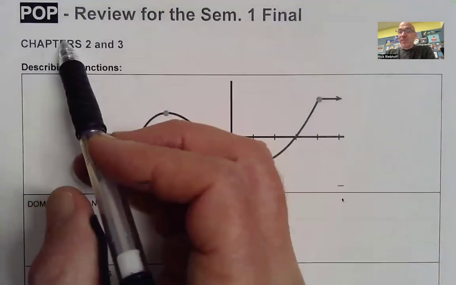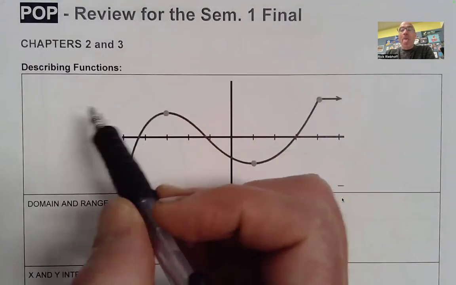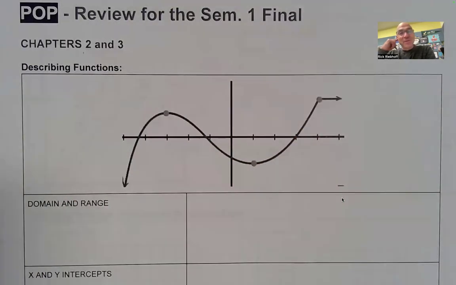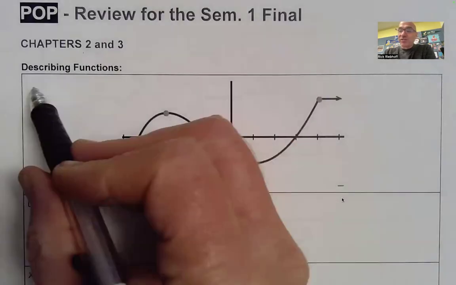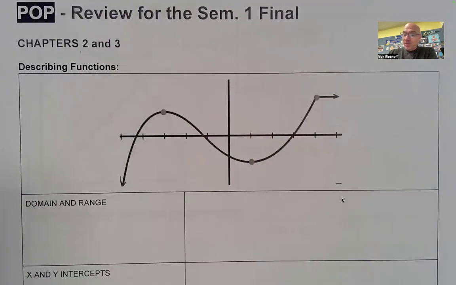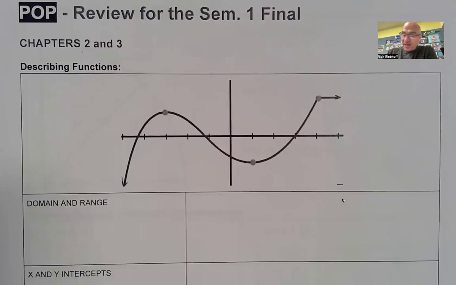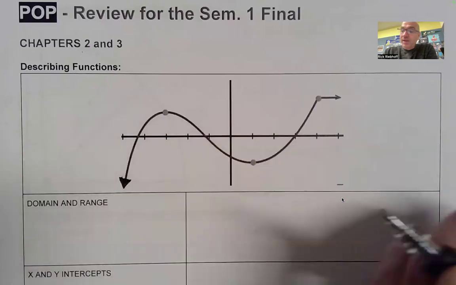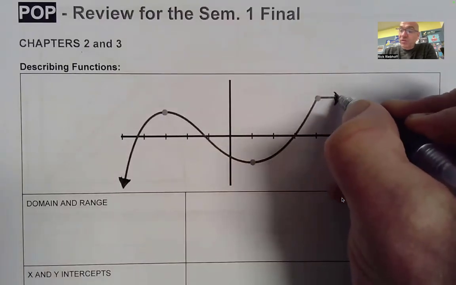Our review for the semester final for principles of pre-calculus for chapters 2 and 3. So the second half of our review, describing functions. And we got a little new one in here and a new one that I just wanted to add in. I'm not going to test you on them, but I wanted to throw them in so we can start thinking about it for next semester. So giving you a little preview maybe. All right, so we'll make these arrows look a little nicer.